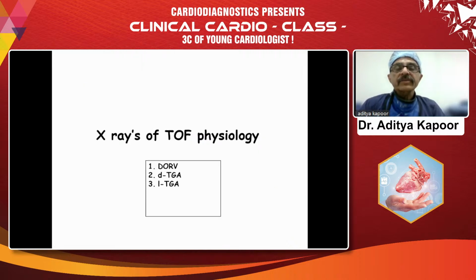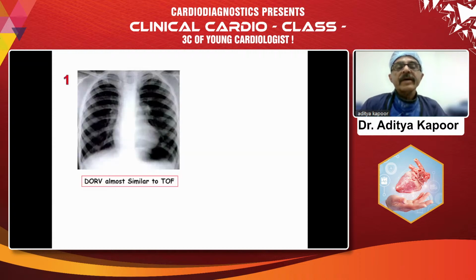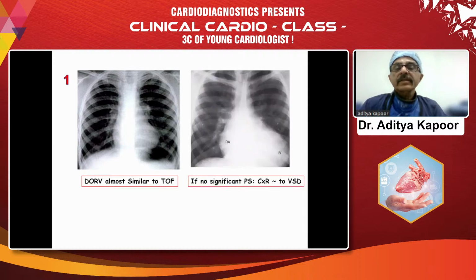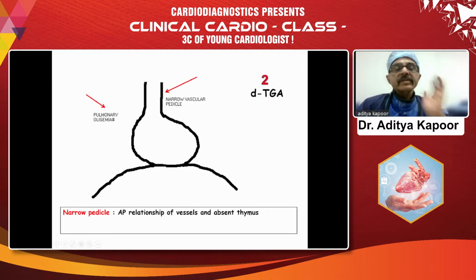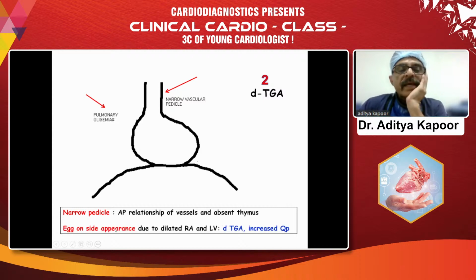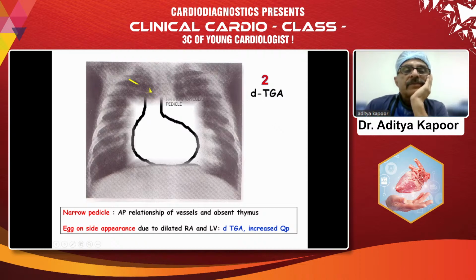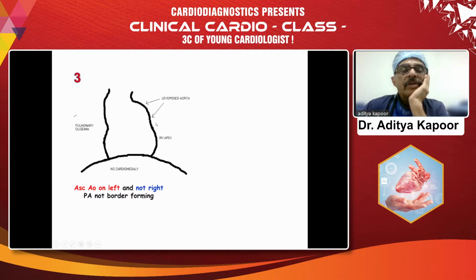X-rays of tetralogy physiology, we'll just discuss these 4-5 X-rays quickly. The DORV X-ray is by and large almost similar to tetralogy. If there is no significant PS in a DORV, it behaves like a VSD. Now see the second situation, a narrow vascular pedicle, egg-on-side appearance due to dilated RA and a prominent LV, more suggestive of D-transposition. So this is the egg-on-side appearance with a narrow vascular pedicle. The ascending aorta is on the left, not right. The PA is not border forming.